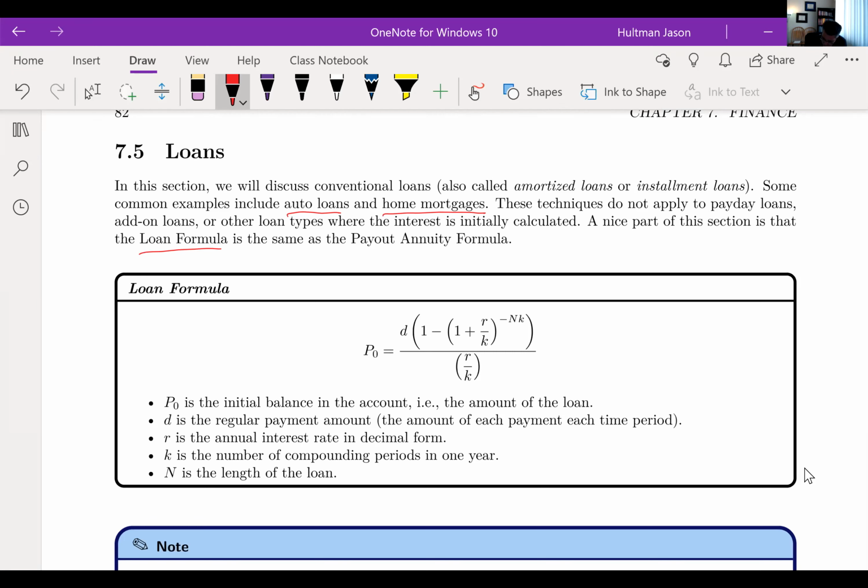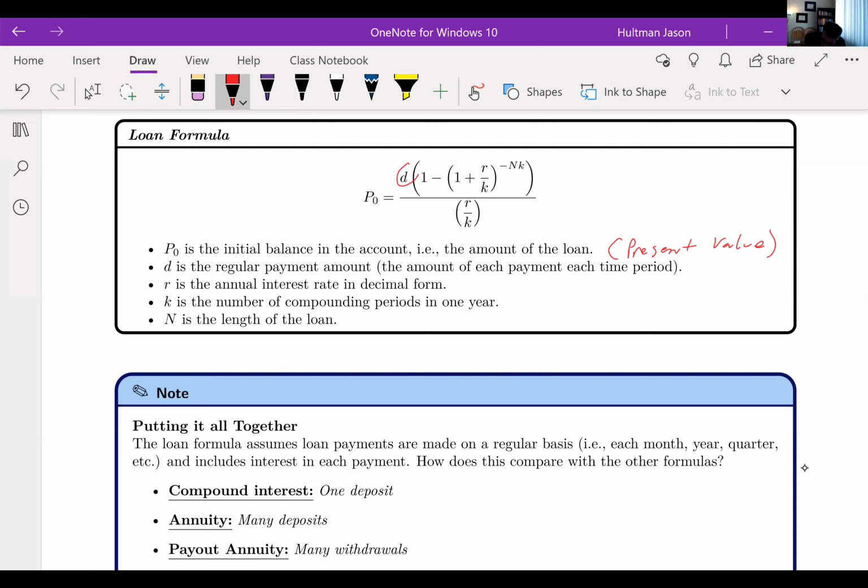So here's the loan formula. It looks like a pretty complicated formula. Once you start using it, it's not as complicated. P naught is the initial balance in the account. So this is what we call present value. I'll just write this over here. This is the present value. D is the payment amount. How much is your monthly payment going to be if this is paid out in months? So this is your payment.